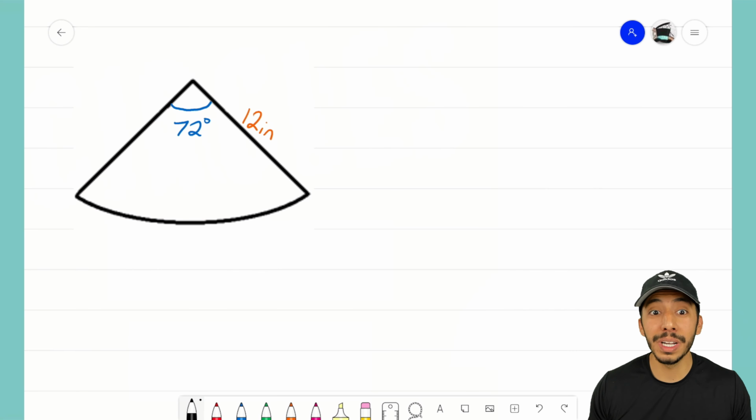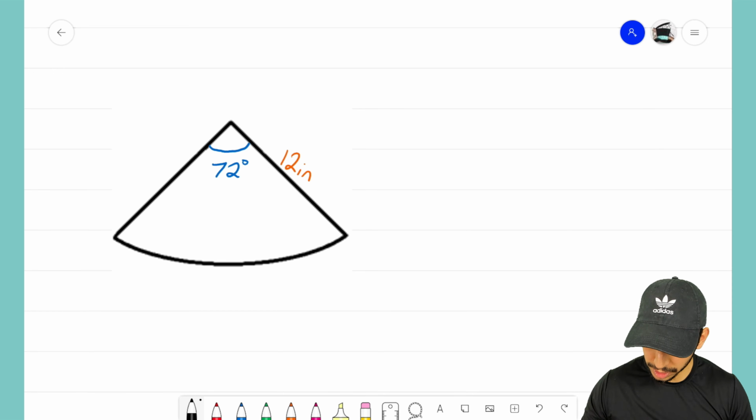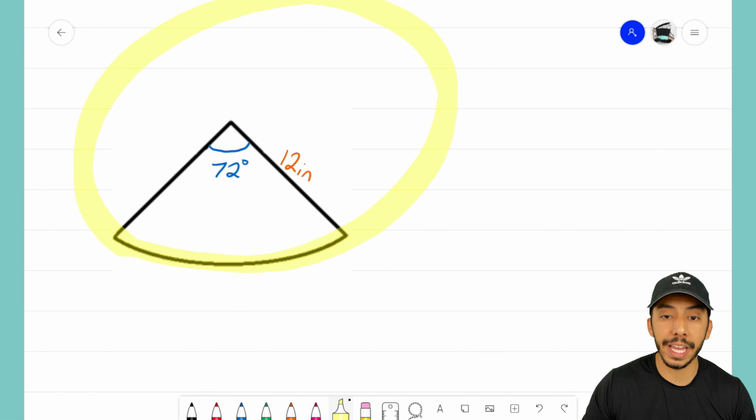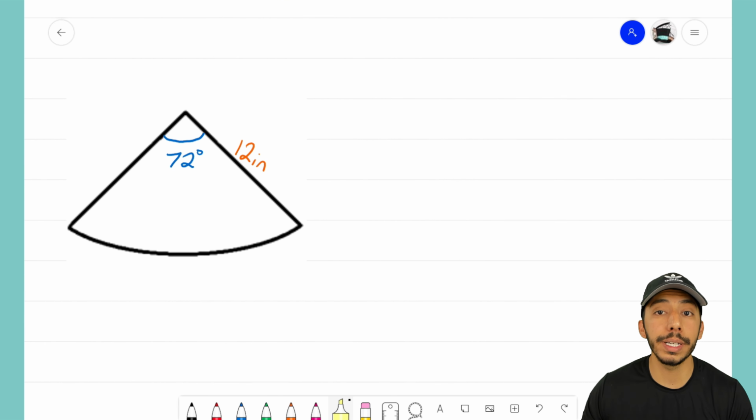So, for this video, let's look at that slice of the pizza, or what we call a sector of a circle. We have it right there. Notice that it's not the whole circle. If I really wanted to, I could sort of trace out what that whole circle would look like, right? But it's not the whole circle that I'm interested in. I only want to focus in on the sector of that circle.